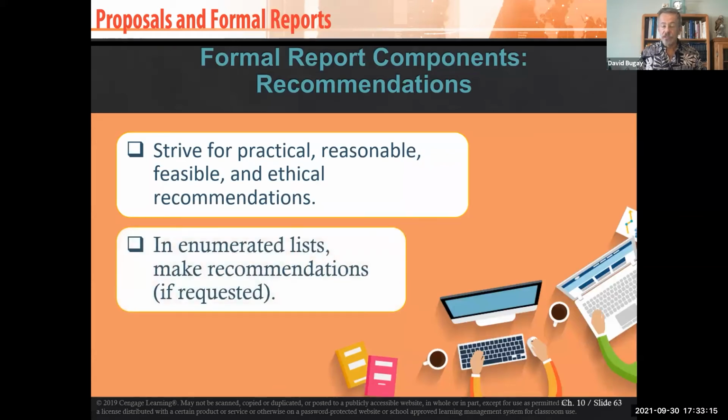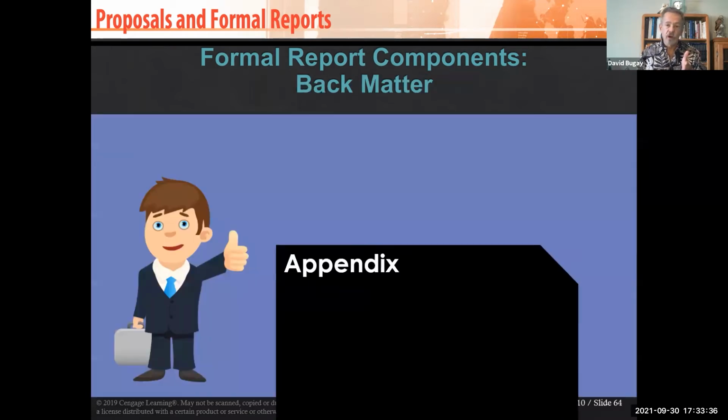Enumerated list of recommendations, by the way, points 1, 2, 3, 4, 5 are a big deal, and I recommend them because on a recommendation, you want to be very linear in your pathway. We recommend doing this one first, this one second, this one third, in this order. That helps the reader to know what the priorities that you found out in your formal report are all about.